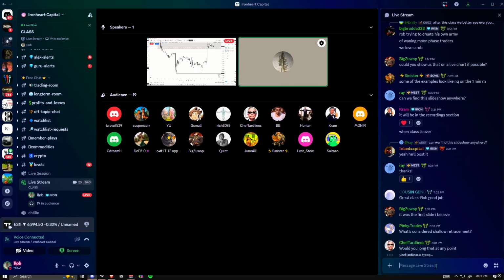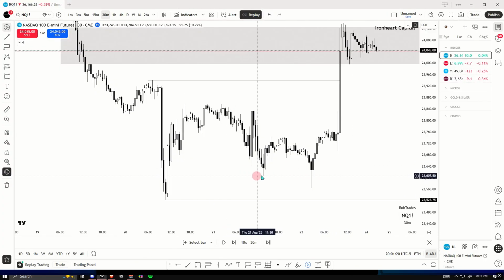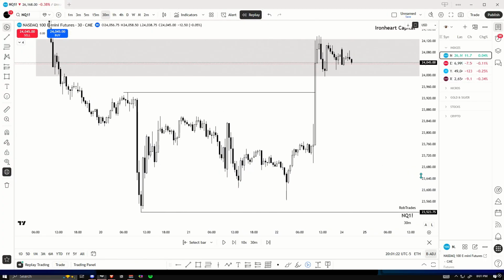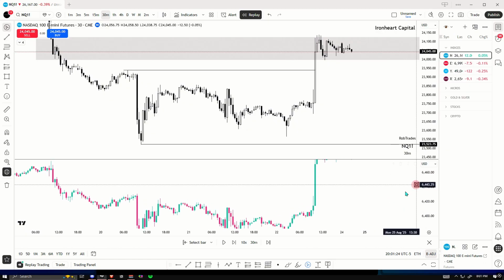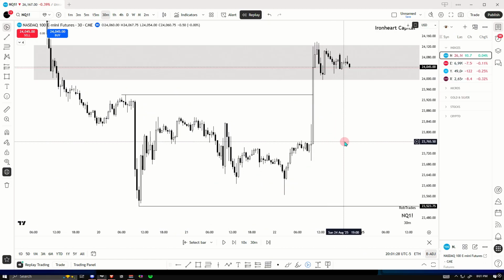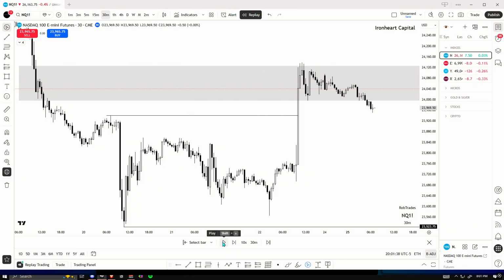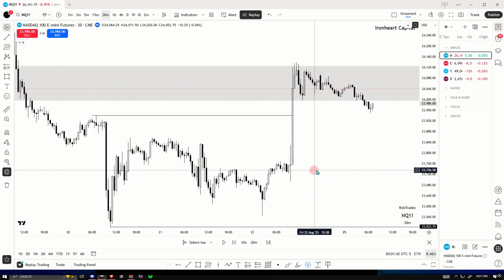Would you long that at any point? Personally, no. I would skip the day. But again, if you look at ES, maybe it took the low. No, ES never took the low, so definitely not. This is something that I just would not trade. And I don't think there was any follow through after this, really. Yeah, no. Price ended up just coming back to the 50% of the range.